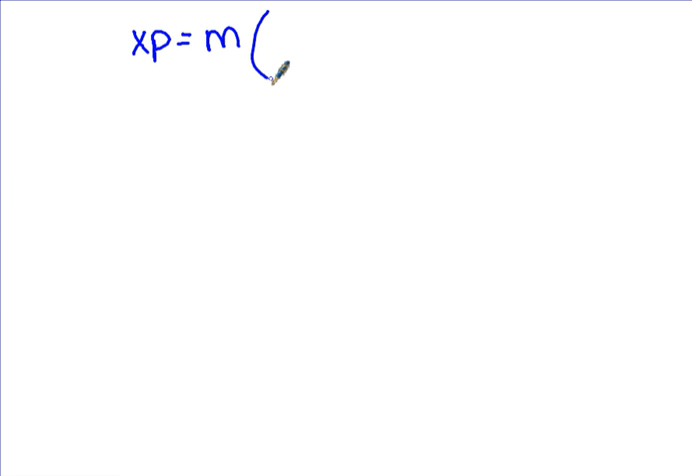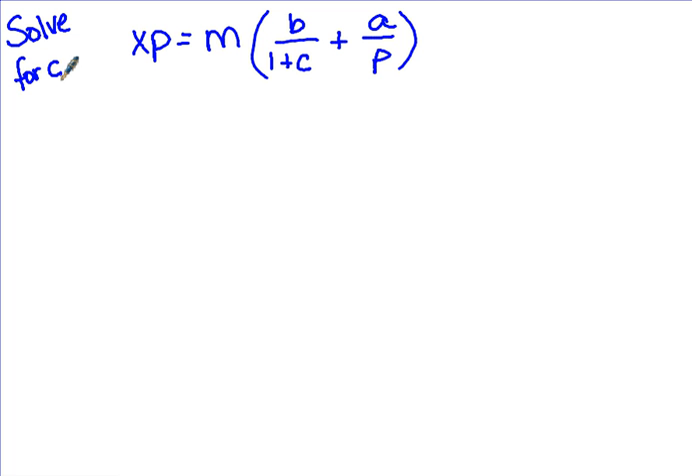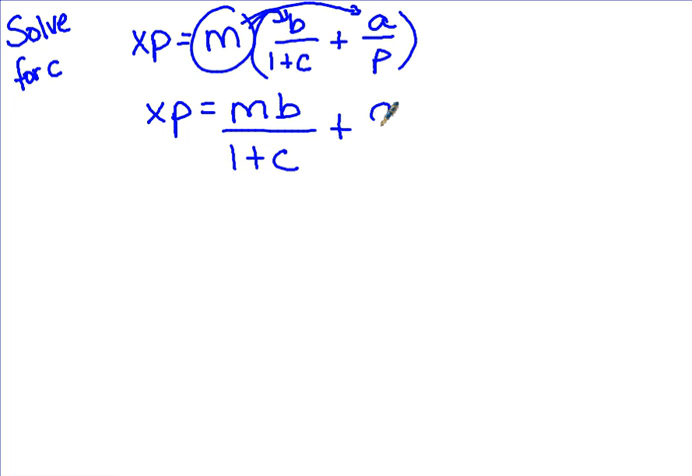Alright, in this example, again, we're going to use the distributive property first. We have xp equals m times b over 1 plus c plus a over p. And in this problem, we're going to solve for c. Alright, so the first thing we're going to do is distribute. We're going to distribute this m into each term. That will give me xp equals mb over 1 plus c plus am over p.